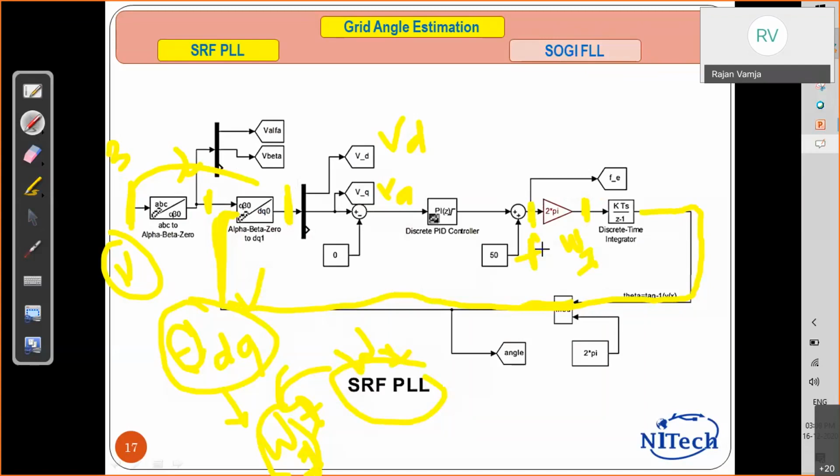But here I have given some signal. It is having some 50 hertz frequency.